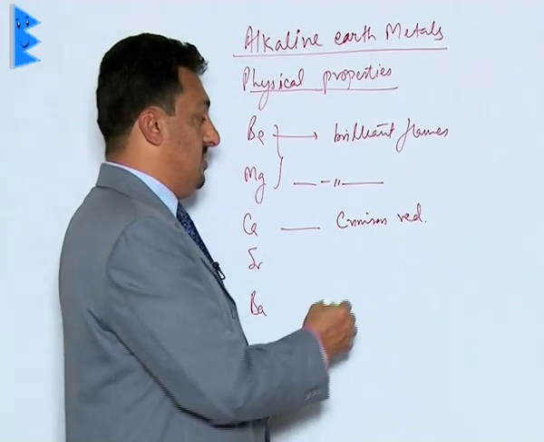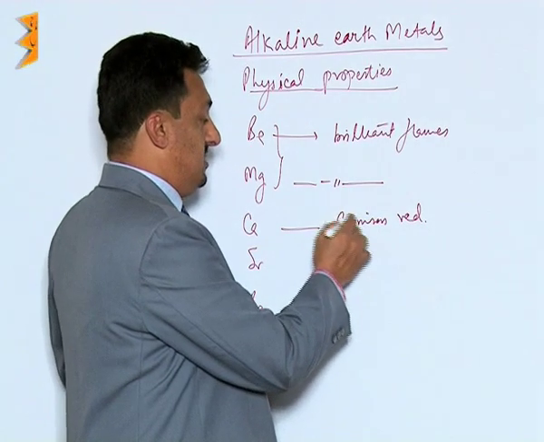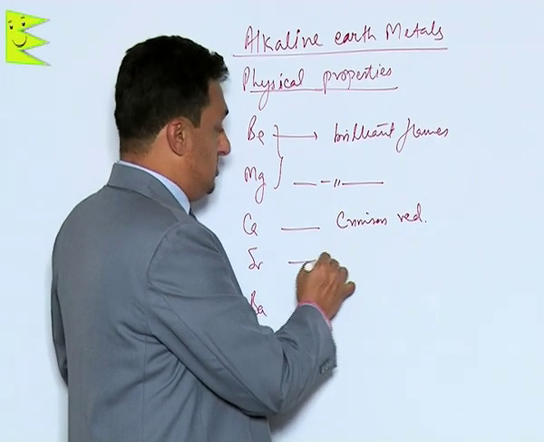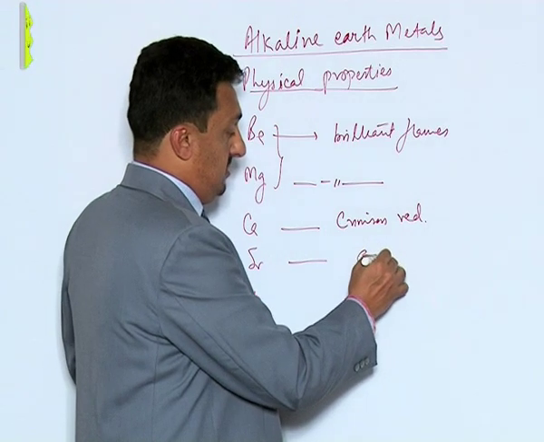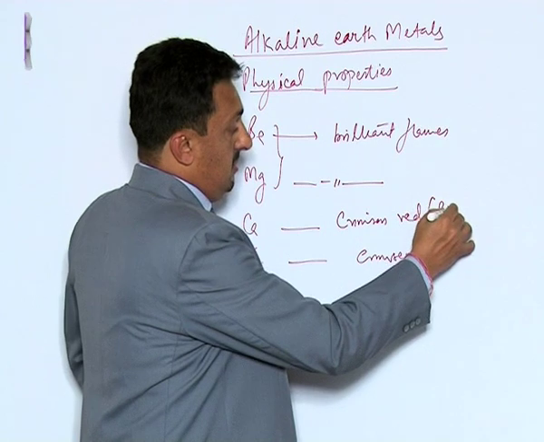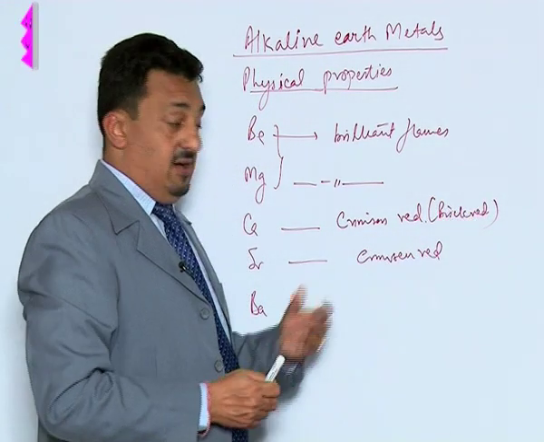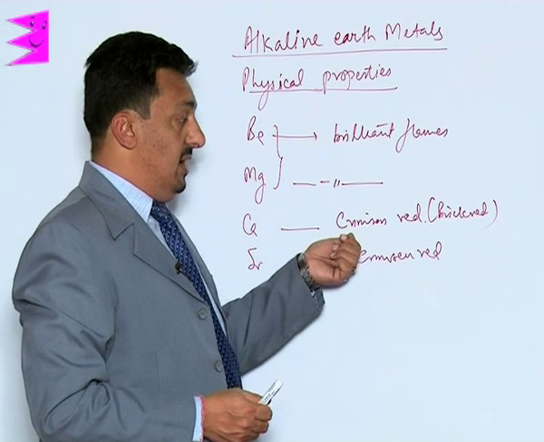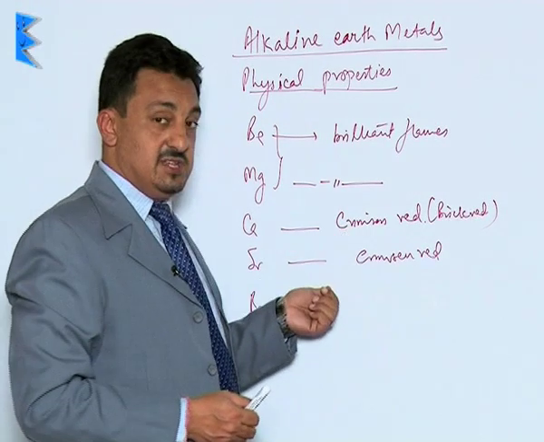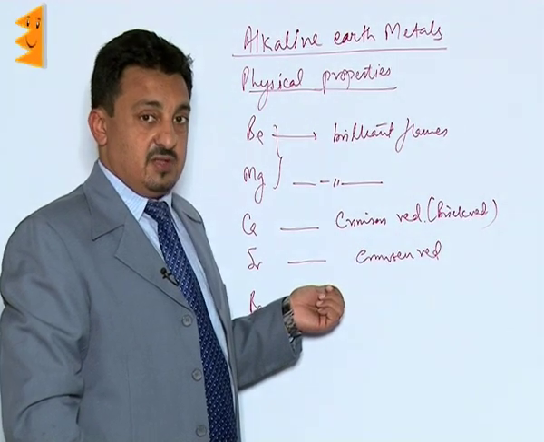Whereas calcium, yes, it burns with a crimson red, or usually a very dark red flame. Rather, we call strontium crimson red, and calcium brick red. There is always a difference between the appearance of the flame coloration of calcium and strontium. What we find is that one is continuous, the other is not continuous.